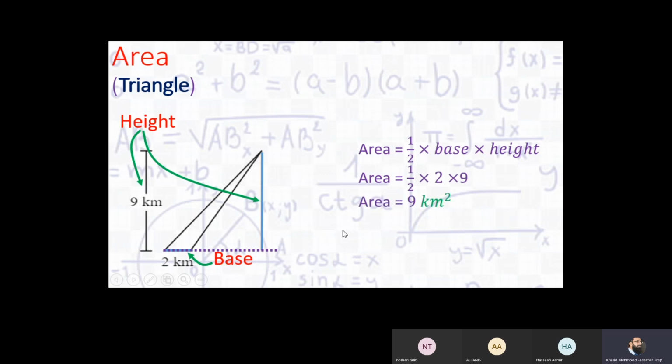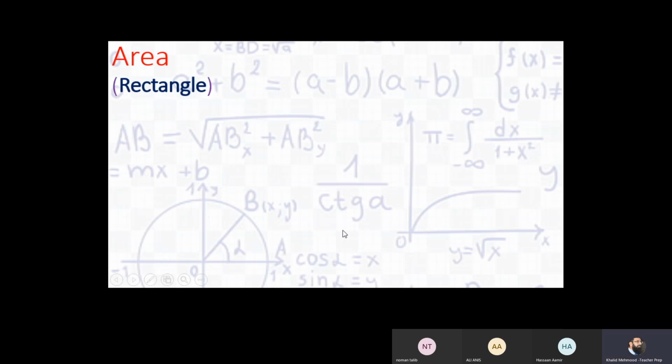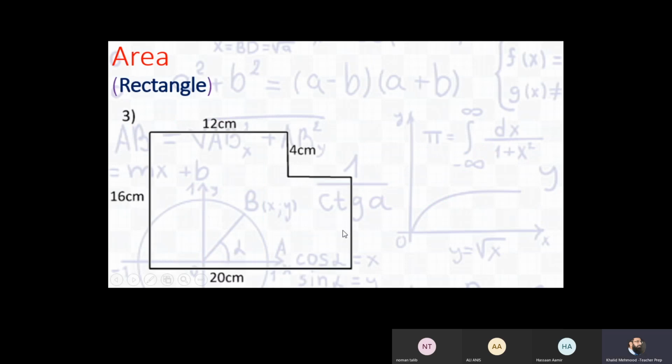Now look at the next one, area of rectangle. In this one, you can see there are two rectangles. Sometimes shapes are composite shapes, and there are two types of rectangles. Here the rectangle sides are given, so opposite sides will be equal. If this is 4, the other side will also be 4. And what about this one? This is not given, but the total is given, so we'll use the same technique we used previously.